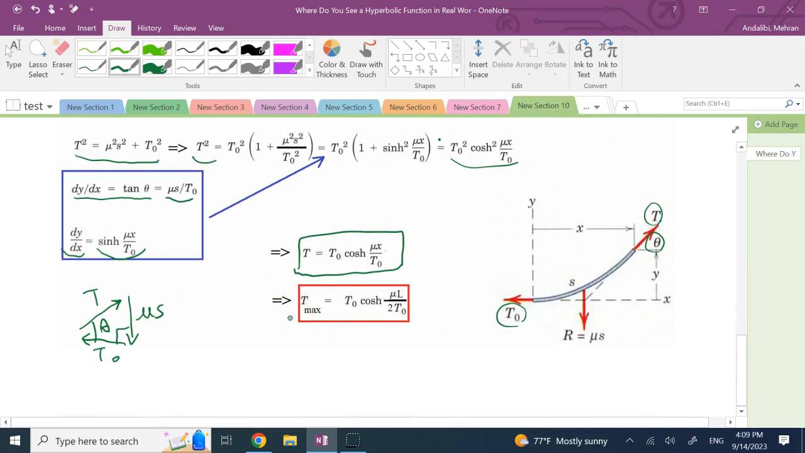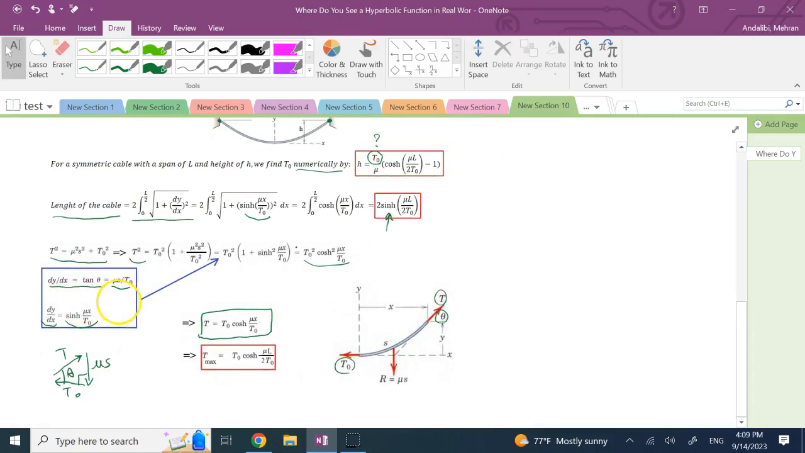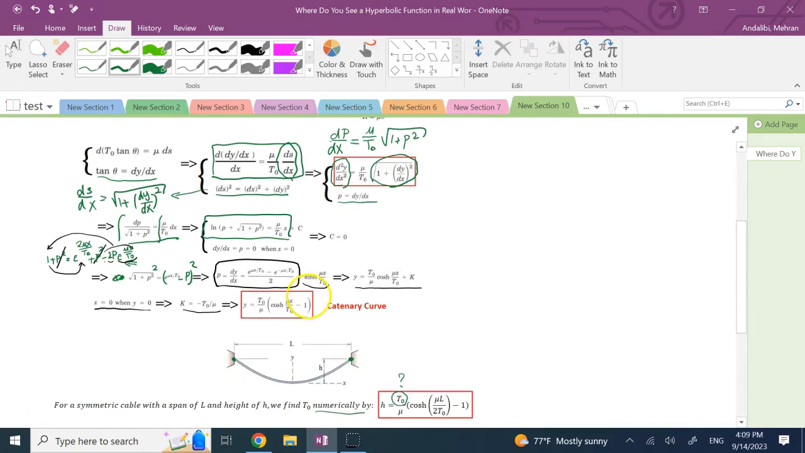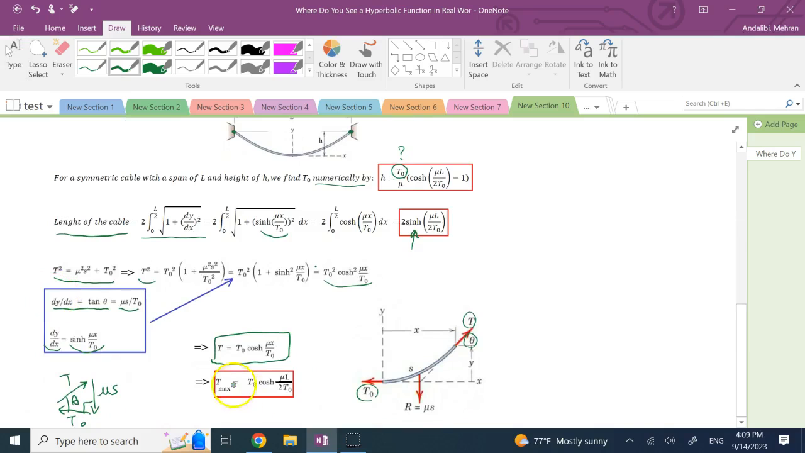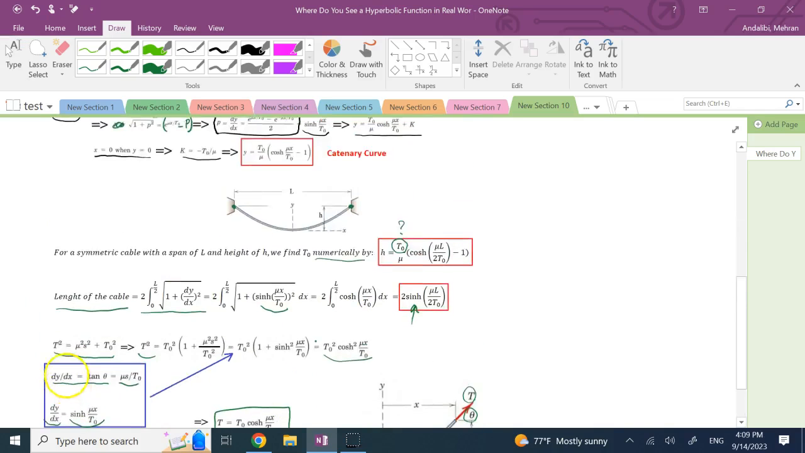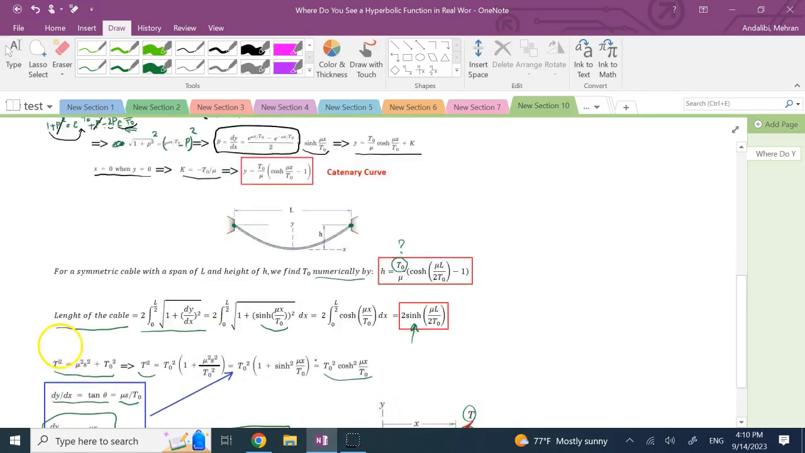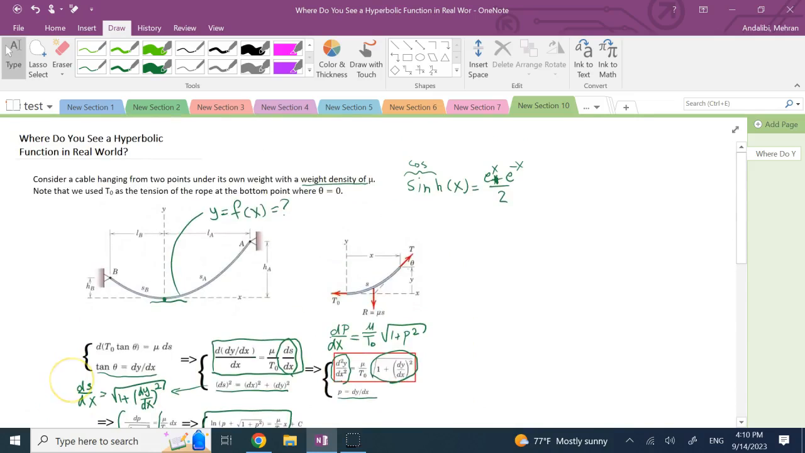So if I want to summarize everything, for a cable under its own weight hanging from 2 points, the shape of the curve is cosine hyperbolic, as well as the tension in the rope, but the slope, as you can see, this one, as well as the length of the cable are what? Sine hyperbolic functions. So there we go. You can see sine hyperbolic and cosine hyperbolic in real life.